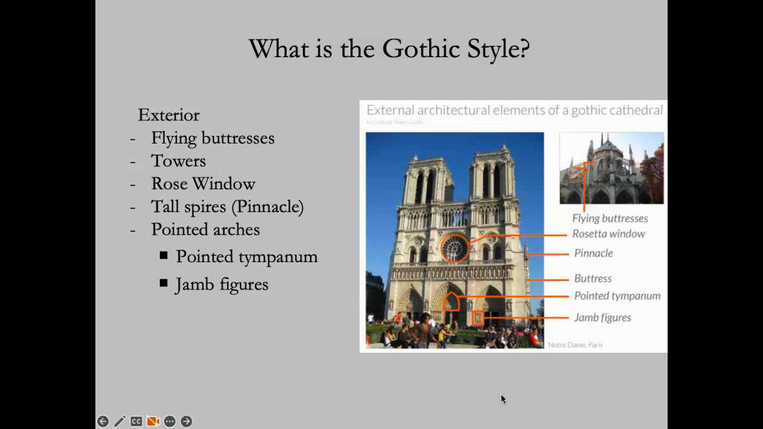We also have flying buttresses in many Gothic cathedrals, not all of them, but many of them. And you'll notice that there are these exterior buttresses that are placed in order to support the thin, tall walls of a cathedral, and they become increasingly decorative in nature. And they're called flying buttresses because they are separate from the actual wall, and they appear to fly away from the building.